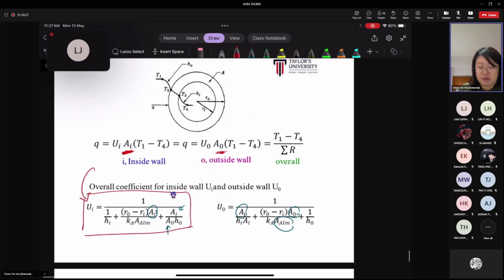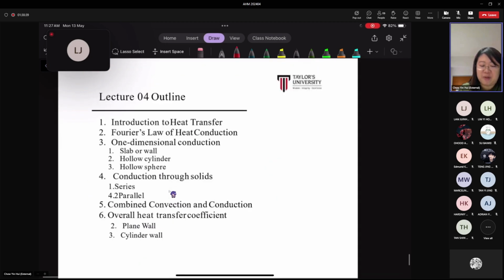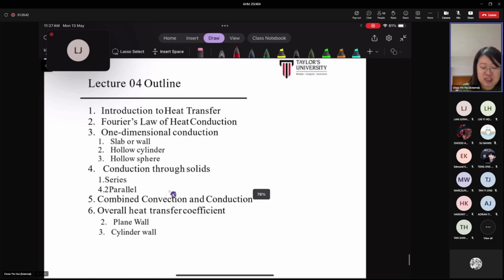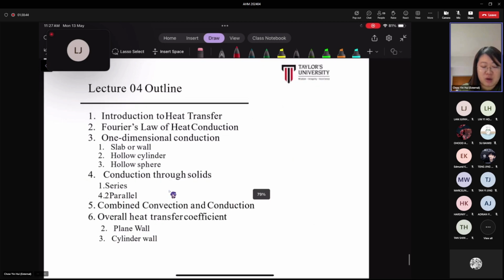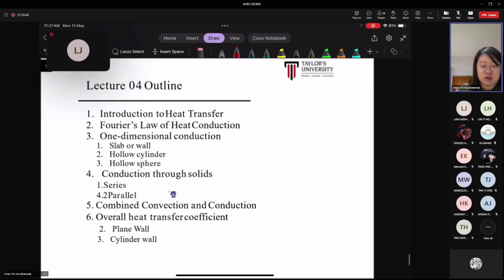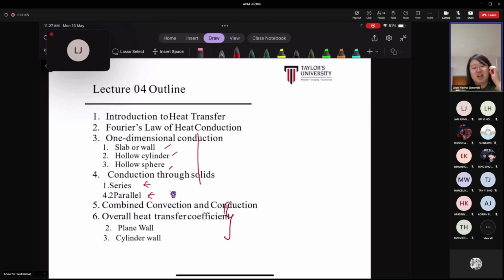That's all for today's lecture, where we revisited the basics of heat transfer, the three modes of heat transfer: conduction, convection, and radiation. Then we looked at the conduction equation for slab, hollow cylinder, and hollow sphere. Then we looked at how to calculate conduction in series and parallel, and also for combined convection and conduction. That's all for our lecture today.